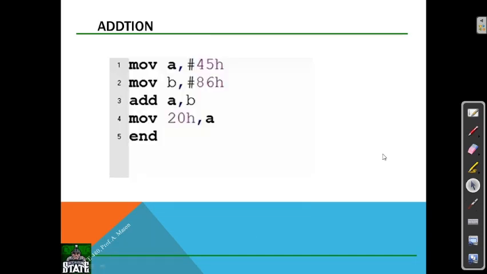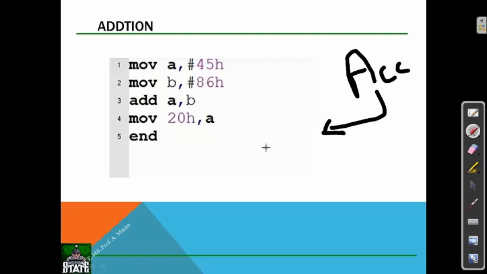Now we are going to see some assembly programs for the microprocessor. The initial stage of a program is that whatever data we give is first stored in the accumulator. Then it moves to some other register where we want to store it and perform operations.